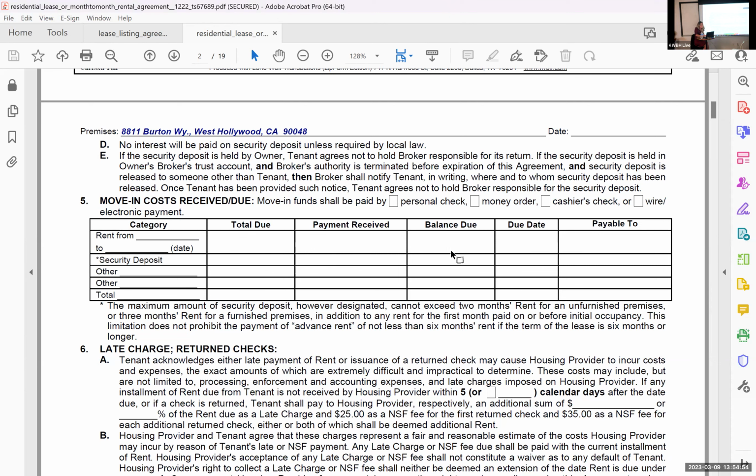Total due. I don't have any payment received at the time that I'm drafting a lease agreement, because they don't even know how much money they need from me. We don't know that we have a lease. So there's never been a time where I had payment received. So the balance due will always reflect exactly the total due. And then the due date.